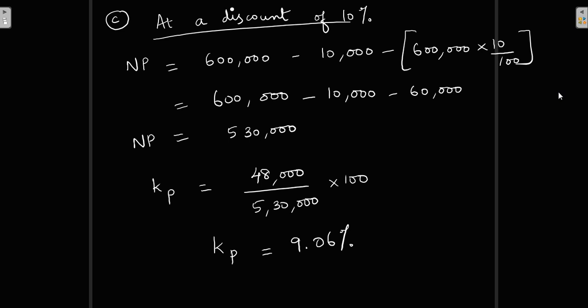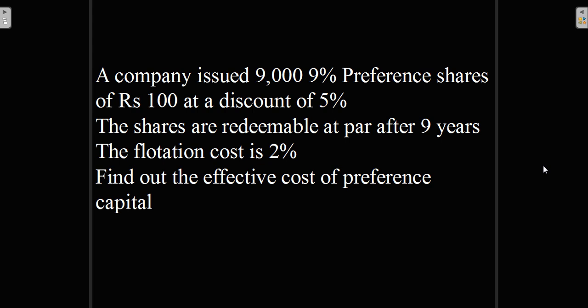We'll see one more example to better understand redeemable preference shares. Now this is an example for redeemable preference shares. A company issued 9,000 9% preference shares of rupees 100 at a discount of 5%. The shares are redeemed at par after 9 years. The flotation cost is 2%. Find out the effective cost of preference capital. Let's proceed to solve this problem.